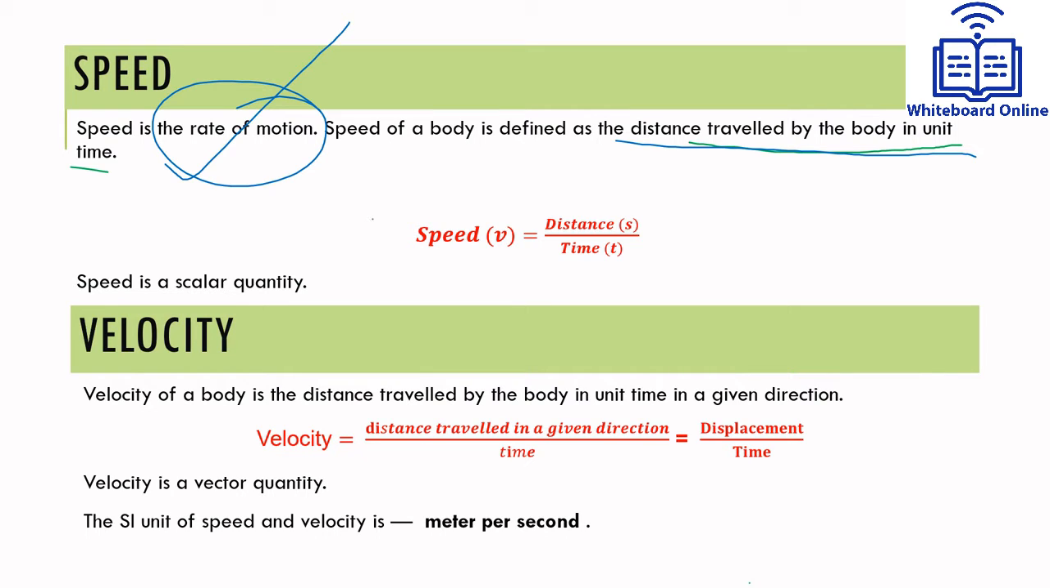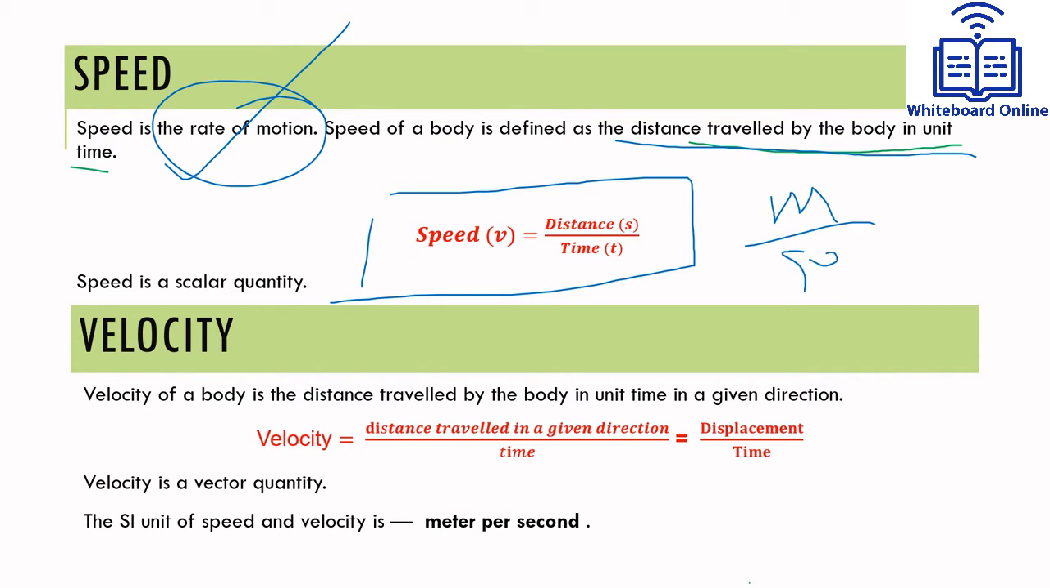And what is the formula for that? Distance divided by time. Distance has an SI unit of meter and time has an SI unit of second. So how can we write it? Meter per second is the SI unit for speed. But speed is a scalar quantity. To describe a speed, we don't need its direction, we just need its magnitude. Therefore, speed is a scalar quantity.